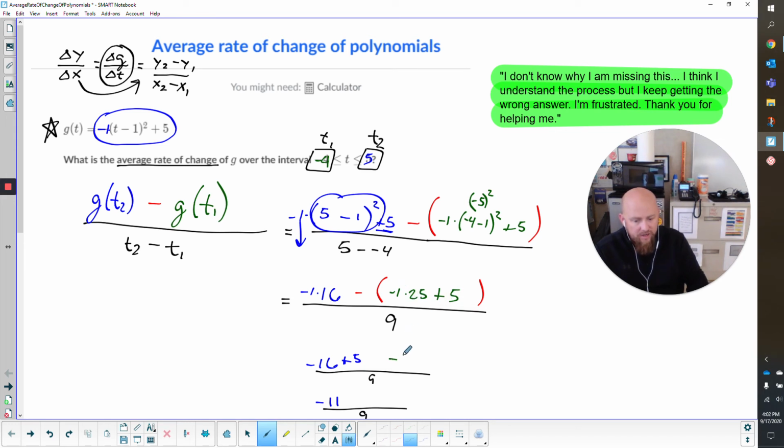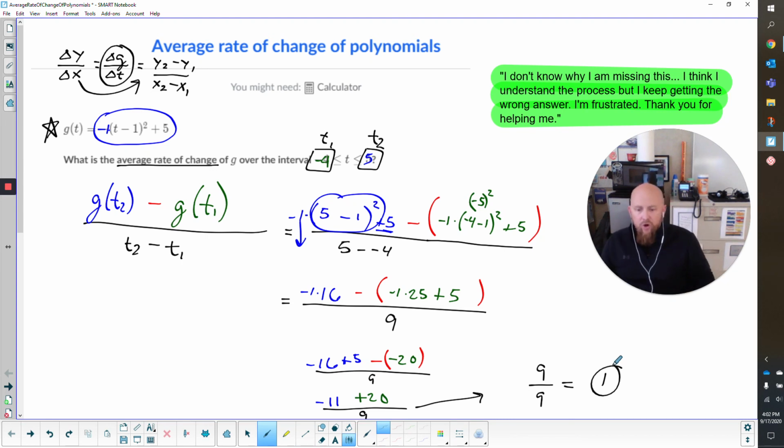But that is all nestled within a subtraction problem. And so we have negative 11 minus negative 20, so that's really plus 20. And you see where we're going here. We are going to have 9 over 9, which is a beautiful answer of exactly 1. So on this interval, this parabola that's opening downwards, quadratic function, has an average rate of change or a slope that connects those two endpoints.